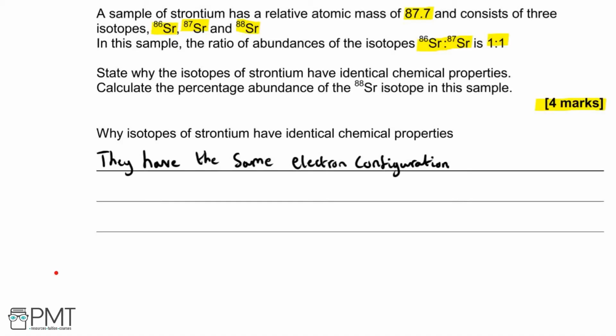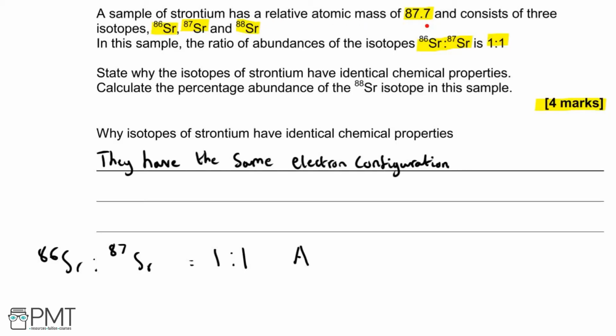Now that we have stated why the isotopes all have identical chemical properties, we can move on to calculating the percentage abundance. Now the question has only given us 2 bits of information. First of all, that the ratio of abundances between the strontium-86 and strontium-87 isotopes is 1 to 1. The second piece of information is that the relative atomic mass of strontium is 87.7.